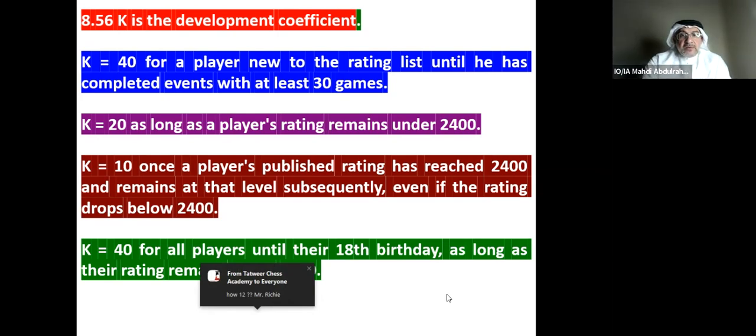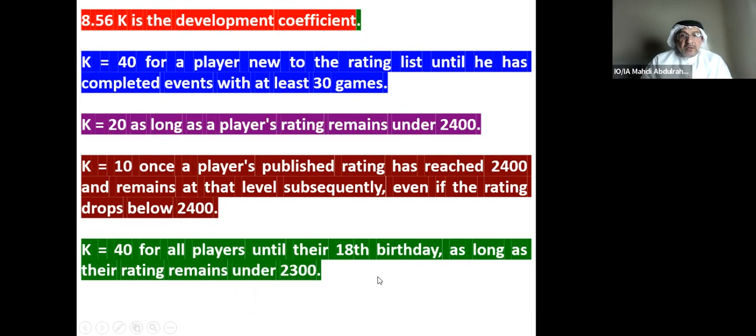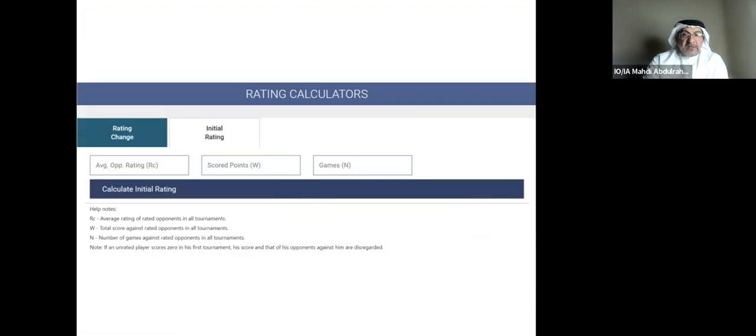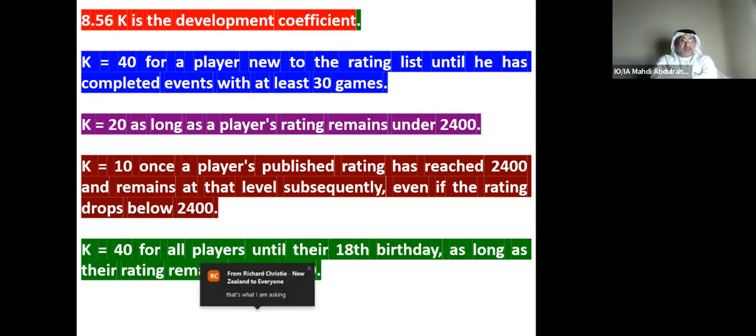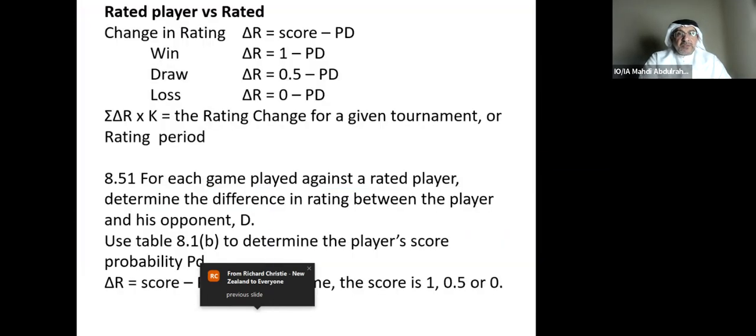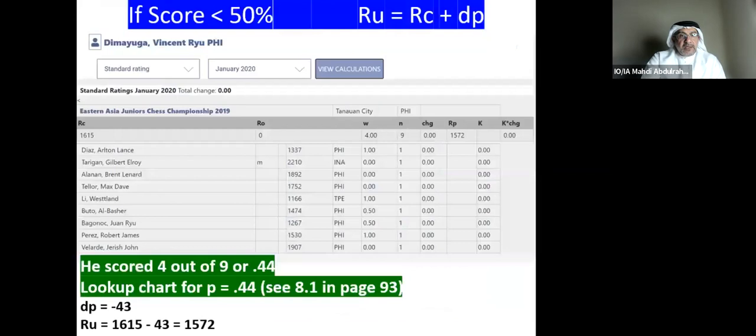Then, we don't have an example here, but this is the K factor. And the K factor for blitz and rapid is 20. For rating calculation for blitz and rapid, the K factor will be 20. So the K factor we use for our rating calculation is a development coefficient. If you go back, we see how we calculate here.